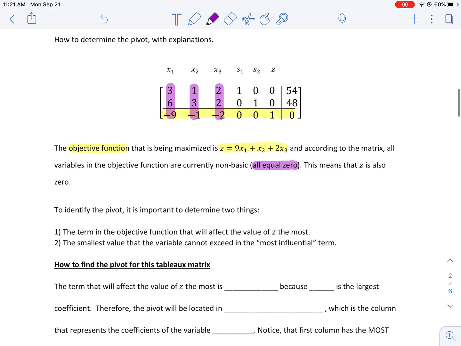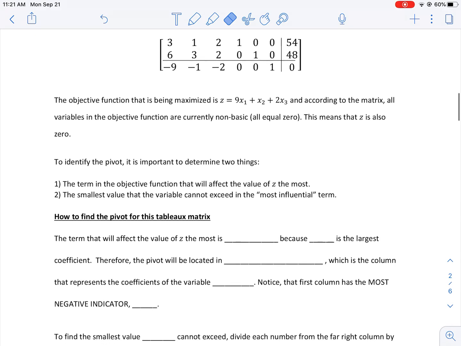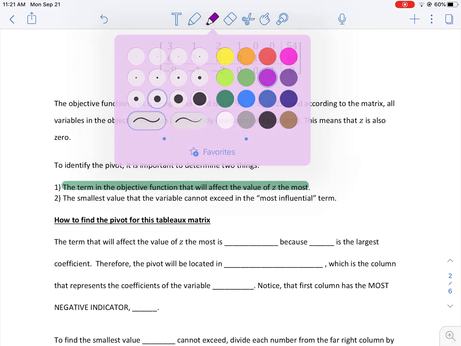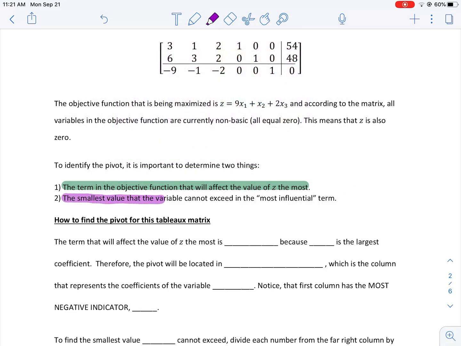Okay, so let's go ahead and identify the pivot. To identify the pivot, it is important to determine two things. One, the term in the objective function that will affect the value of z the most. And two, the smallest value that the variable cannot exceed in the most influential term.